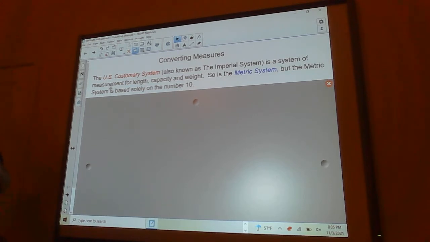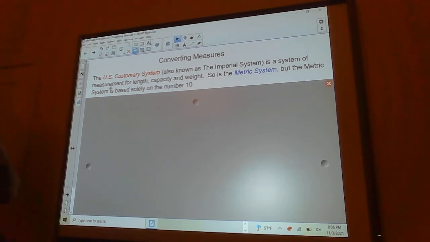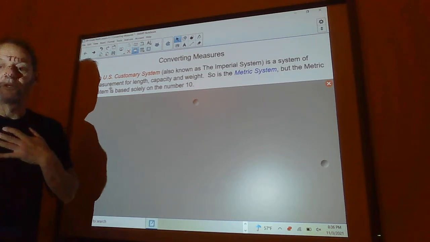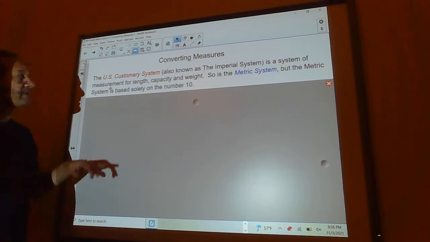Okay, then you get the metric system. The metric system is a lot simpler to use once you know how to use it because everything's based on the number 10. For length you have millimeters, centimeters, decimeters, meters, up to kilometers. Capacity, you have milliliters, centiliters, deciliters, liters, up to kiloliters. And weight, you have grams, milligrams, centigrams, decigrams, grams, etc.